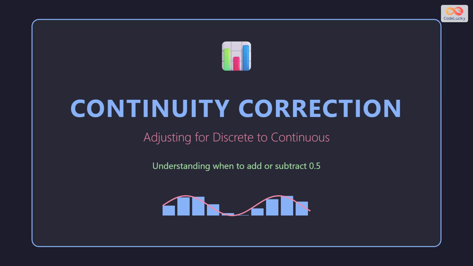Welcome. Today we are diving into a crucial concept in statistics called continuity correction. This is the technique we use when we want to approximate a discrete distribution, like the binomial, using a continuous one, like the normal distribution. It often confuses students, but it all comes down to a simple adjustment of 0.5.